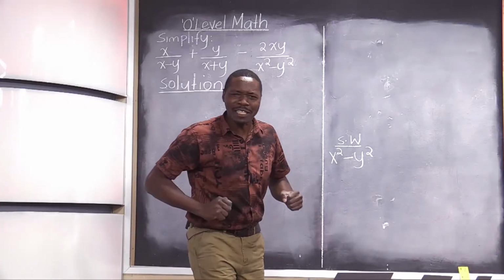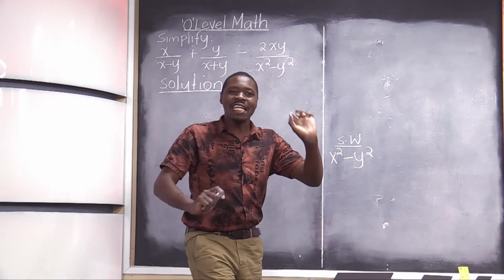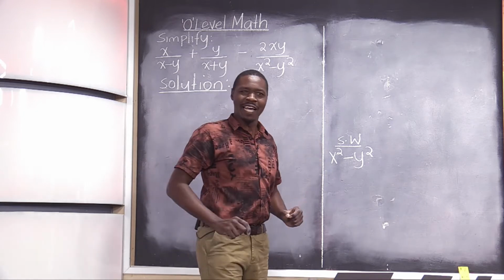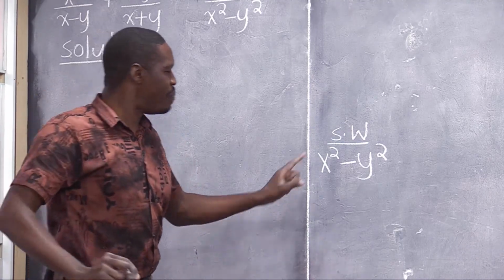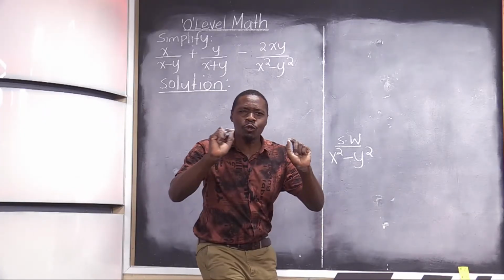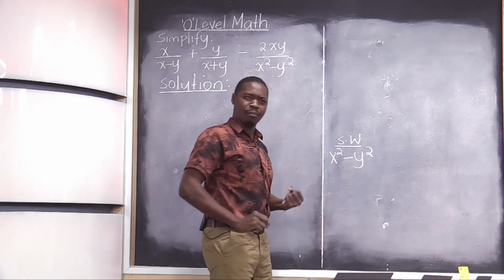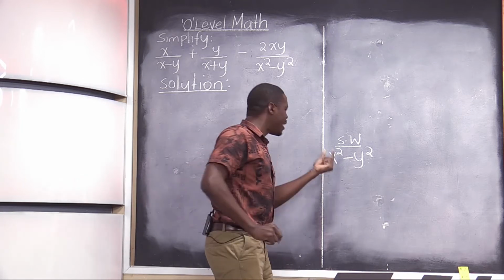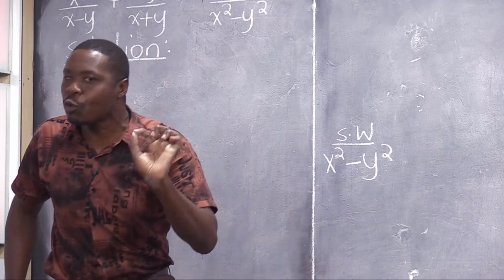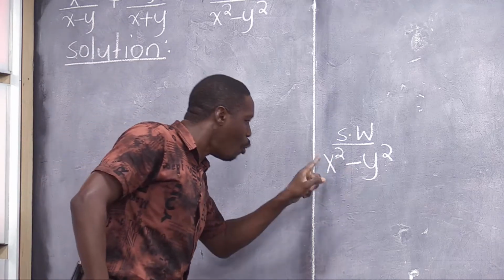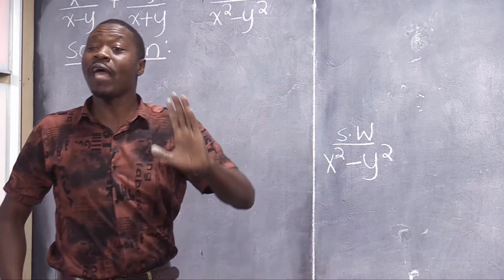Wonderful! Someone has thought it right. Someone has said a difference of two squares. The word difference simply means a minus. Two squares simply means there are two variables, two unknowns, two numbers, each one of them squared. A difference of two squares.